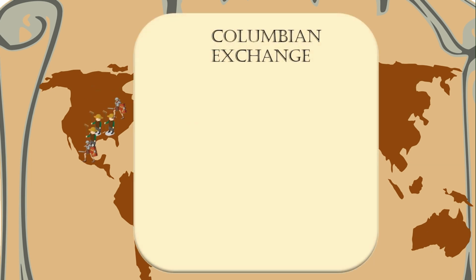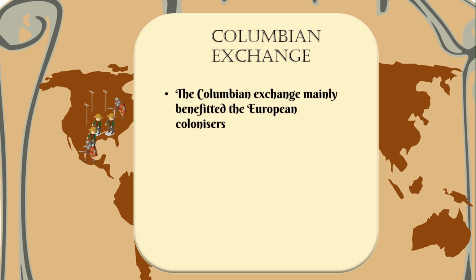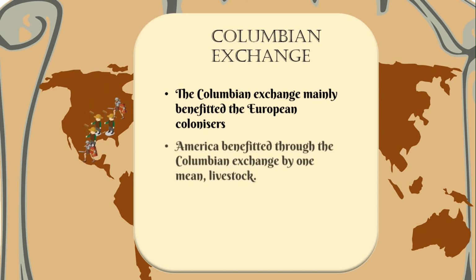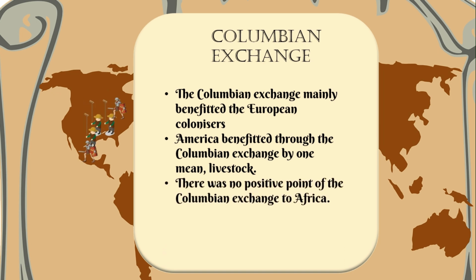So let's have a quick look at the Columbian Exchange. The first major point about the Columbian Exchange was that it mainly benefited the European colonizers. The lands of America had to give much of their resources for almost nothing. And the second is that America benefited through the Columbian Exchange only in one way, and that one way was because of the livestock that the Europeans gave them. The livestock greatly improved the agricultural field of America. There was no positive point, of course, for Africa, as they had to do nothing but give off all the war soldiers for slaves and to spend time in laundry or being people's maids.